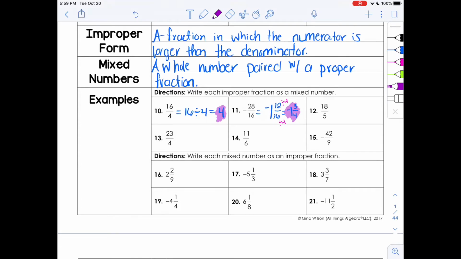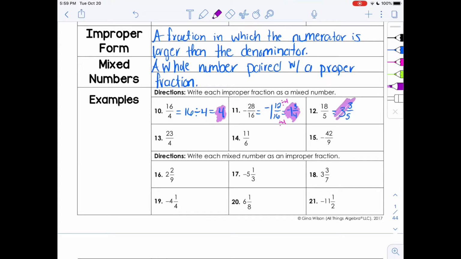Let's take a look at one more, changing an improper fraction to a mixed number. Number 12, 18 over 5. We know that 5 will not divide evenly into 18, so we will have a mixed number. 5 does go into 18 3 times, because 3 times 5 is 15, with 3 left over. That is our numerator, and our denominator of 5 will stay the same.